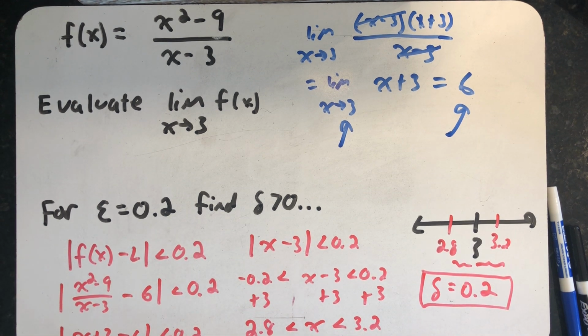Again, we haven't really proven that this limit exists using the definition, because I'd have to convince you that for every epsilon you ever give me, there would be a delta that works. More examples to come.